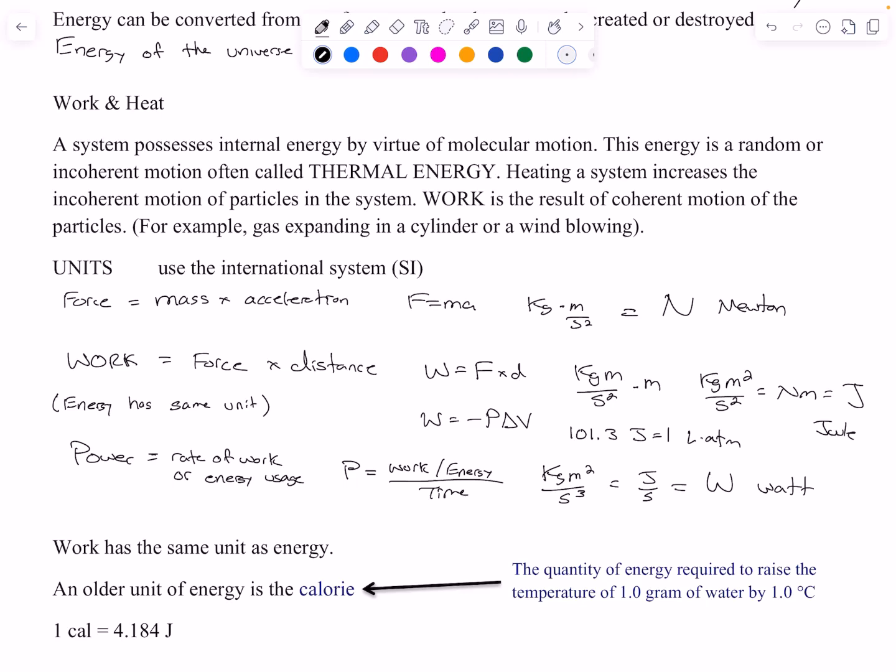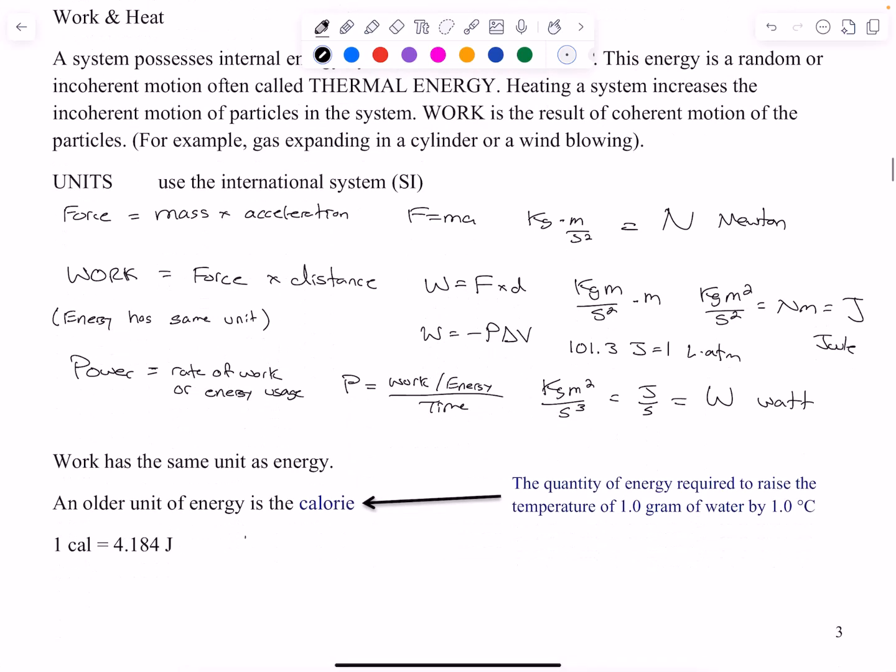Now, an older unit is the calorie. And so by definition, a calorie was you took 1 gram of water, raised it 1 degree Celsius. What's the energy required to do that? Well, it's a calorie. Now, note, food calories equal 1,000 calories. Right? So our food calories are a kilocalorie. We need a lot of energy to operate, which is good because it's the way we work, all right?